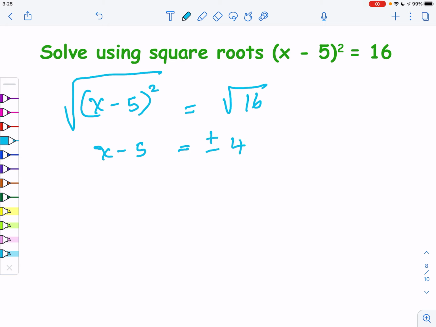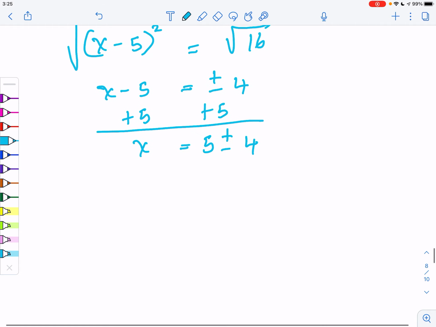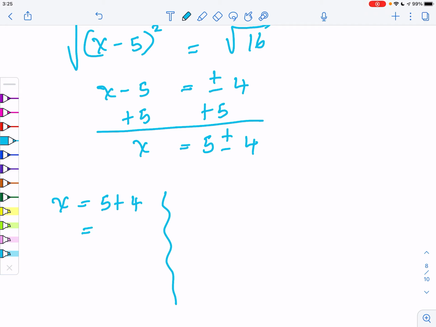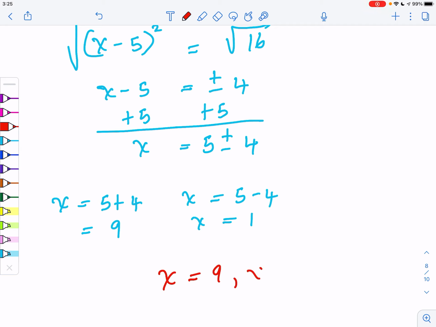We're going to solve two equations, because now if you add 5 to both sides, what you're going to end up with is x equals 5 plus or minus 4. So first one, x equals 5 plus 4, x equals 9. x equals 5 minus 4, x equals 1. So our answer would be x equals 9 and x equals 1.